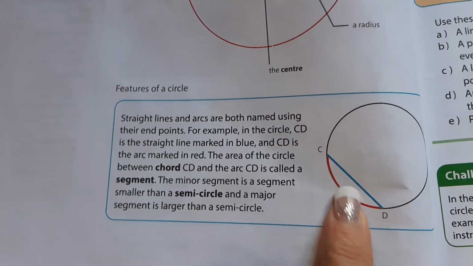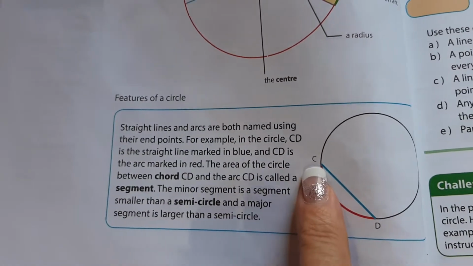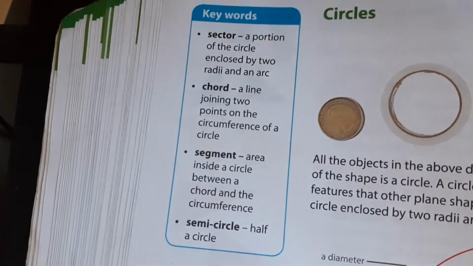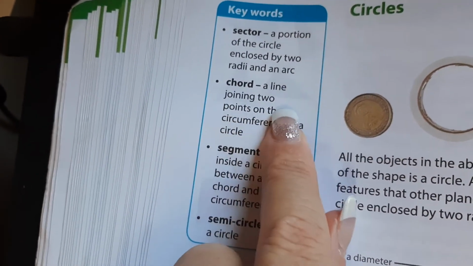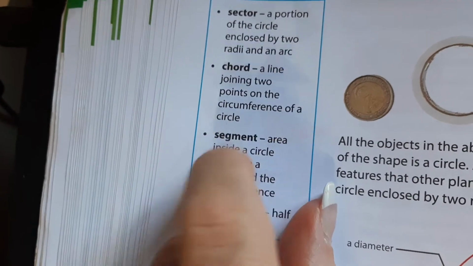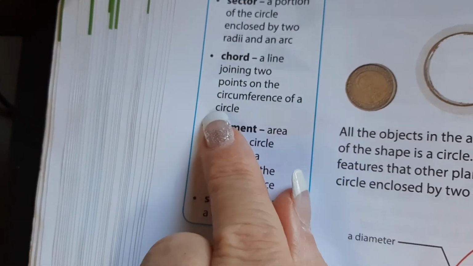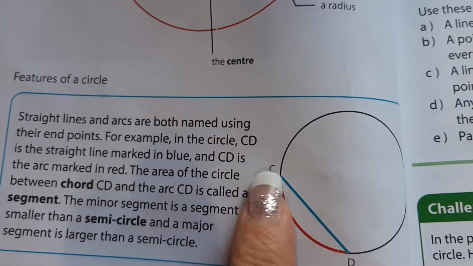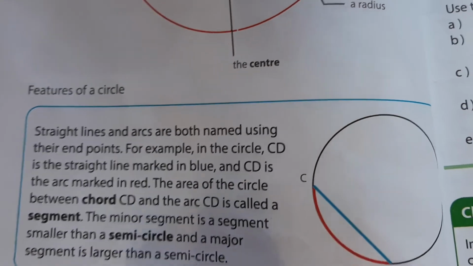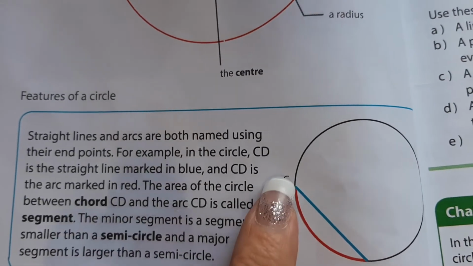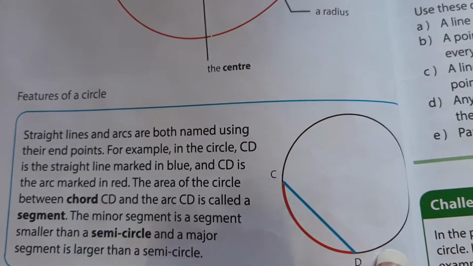Now, a segment is created when we have a chord. How do I know what a chord is? Yes, in the keywords, they tell you. A chord is a line joining two points on the circumference of a circle. Right, let's go back here. A line that connects two points on the circumference of the circle.